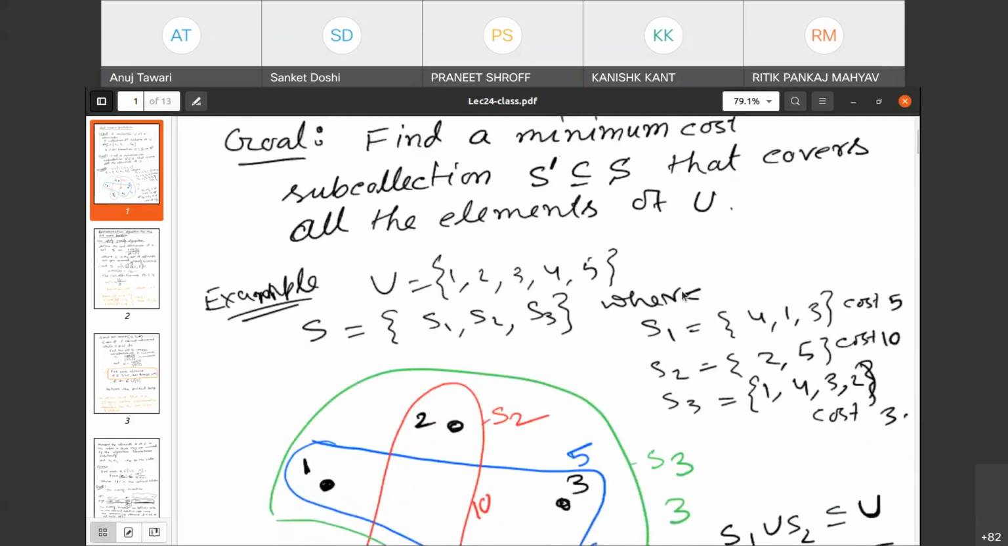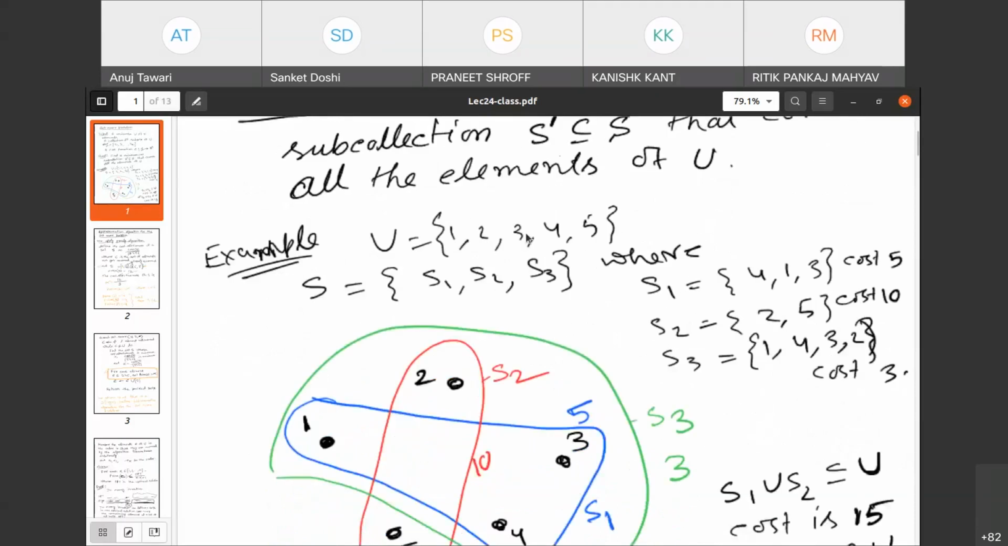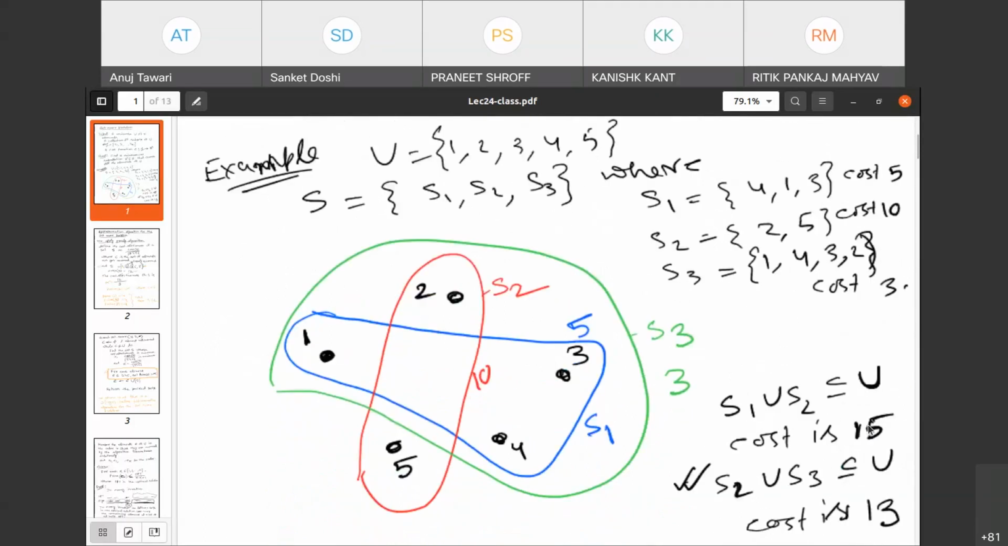So here's one example. Let's say our universe consists of 1, 2, 3, 4, 5. And these are our subsets: {1, 4}, {3, 2, 5}, {1, 4, 3, 2}. And these are the costs of these subsets, say 5, 10, and 3. This is the blue set S1, red set S2, and green set S3. And we want to pick certain subsets of S1, S2, S3 to cover all these 5 elements.